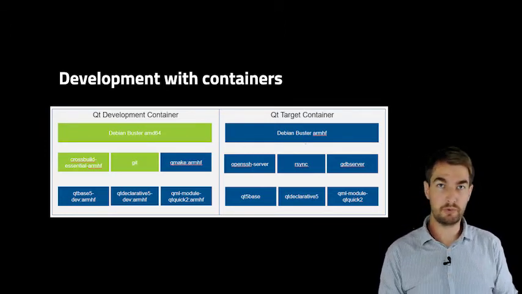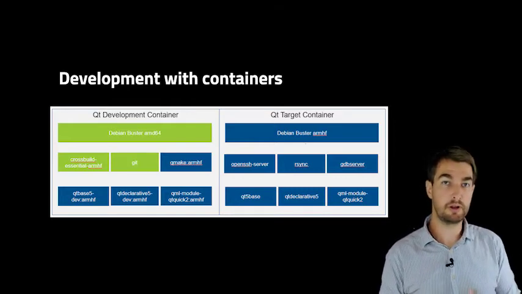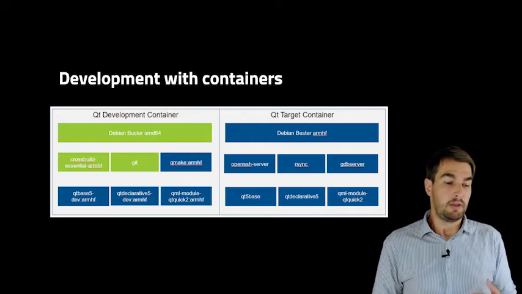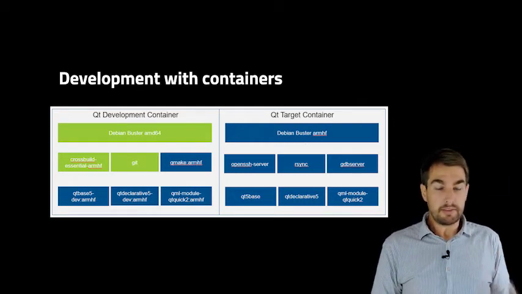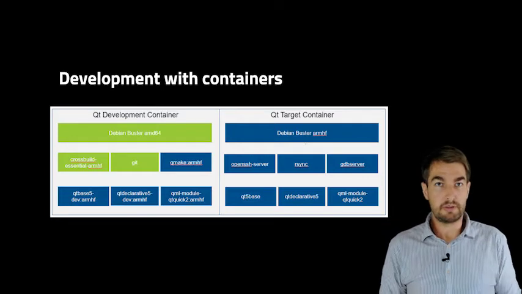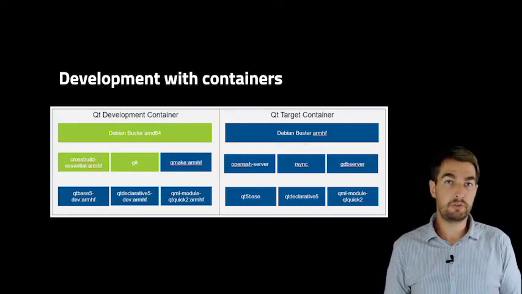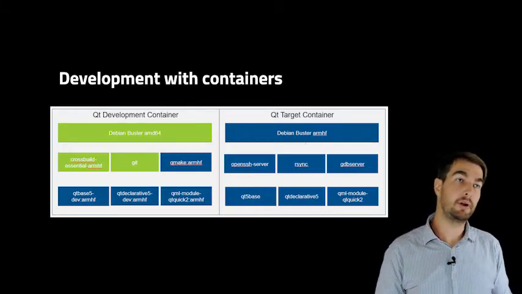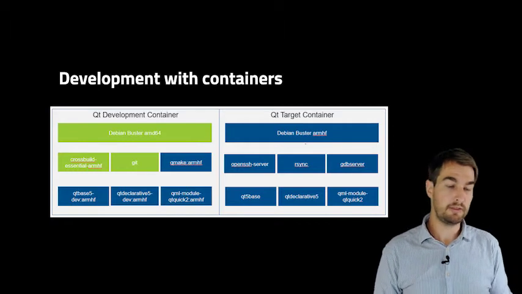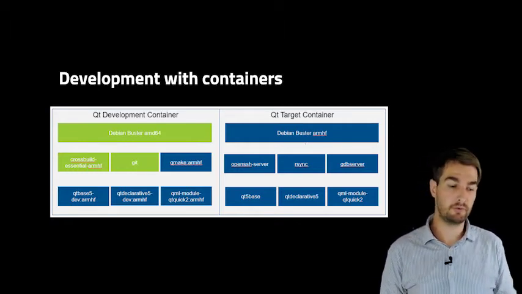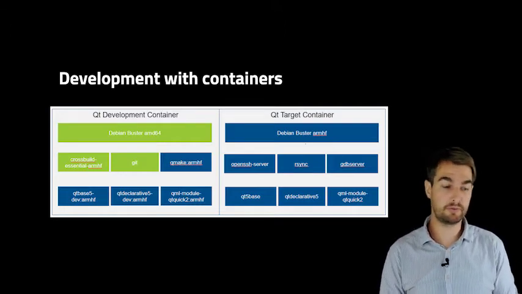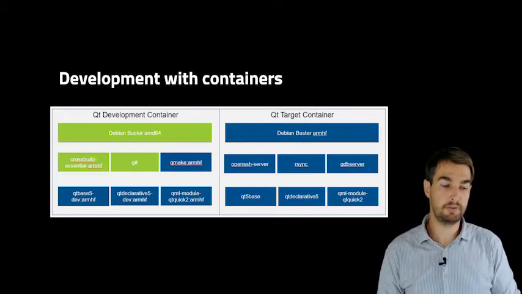So here I separated blue and green. The green parts are basically AMD64 programs. The blue parts are ARMHF programs or libraries. The nice thing about Debian, which we use in this example, is that you have multi-arch support. So that means you can install AMD64 libraries parallel to ARMHF libraries. And then you can compile with a cross-compiler for ARMHF by just linking against the ARMHF libraries instead of the AMD64 libraries.